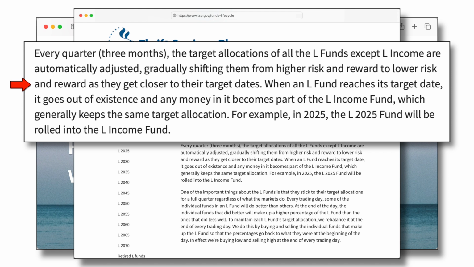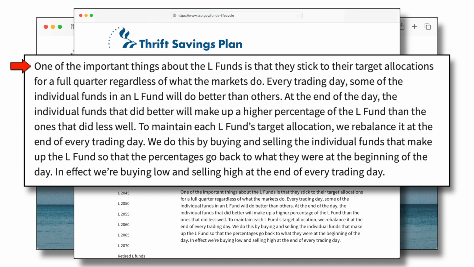When an L fund reaches its target date, it goes out of existence, and any money in it becomes part of the L Income fund, which generally keeps the same target allocation. For example, in 2025, the L 2025 fund will be rolled into the L Income fund. One of the important things about the L funds is that they stick to their target allocations for a full quarter regardless of what the markets do.